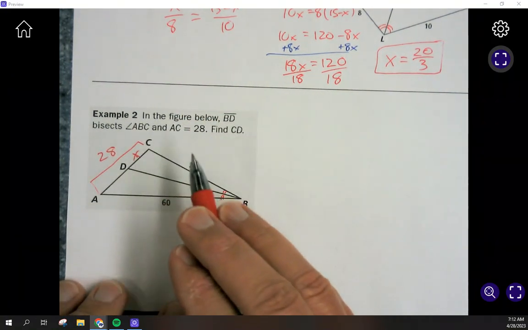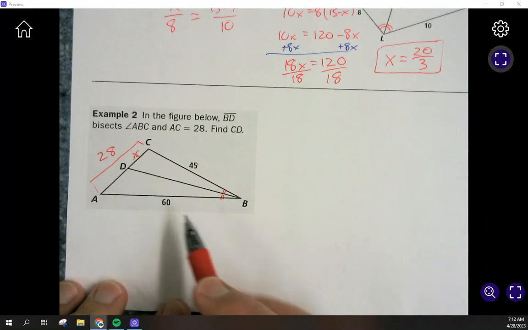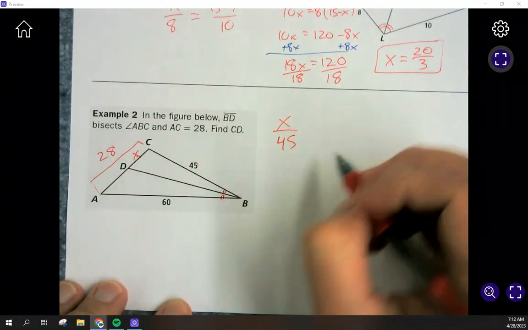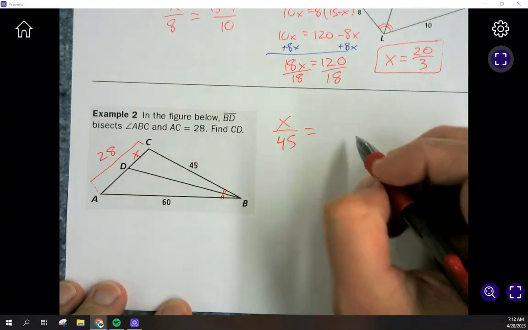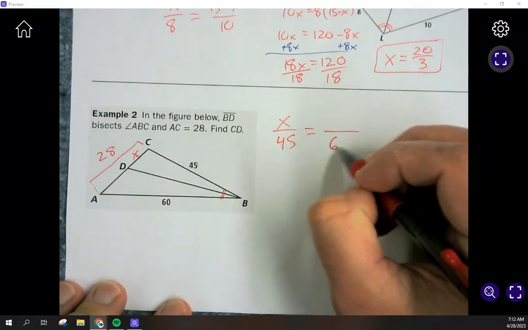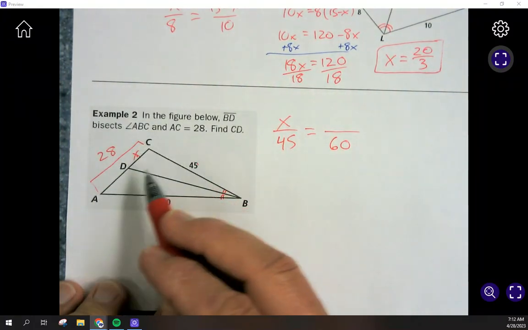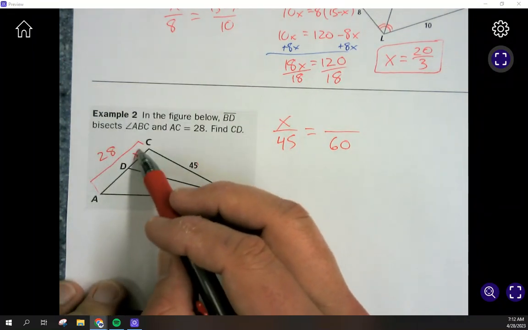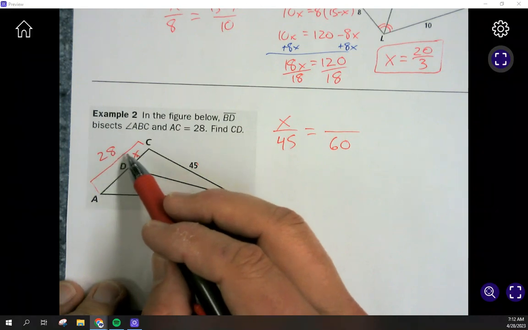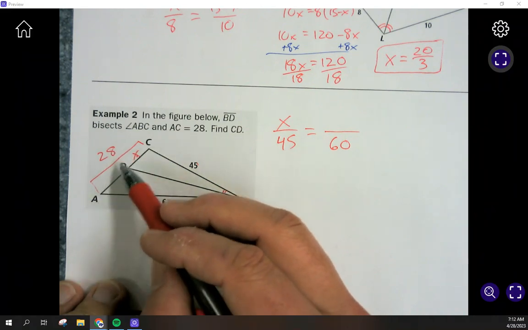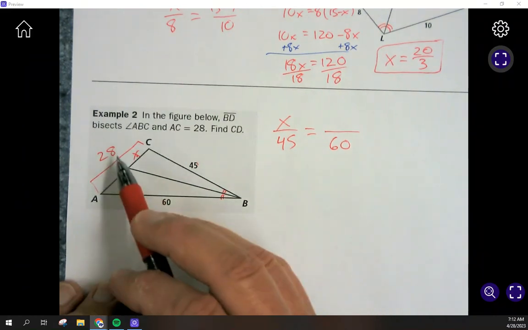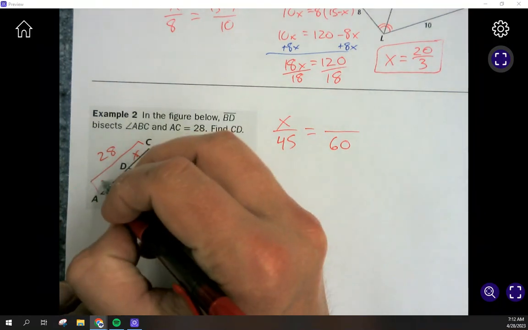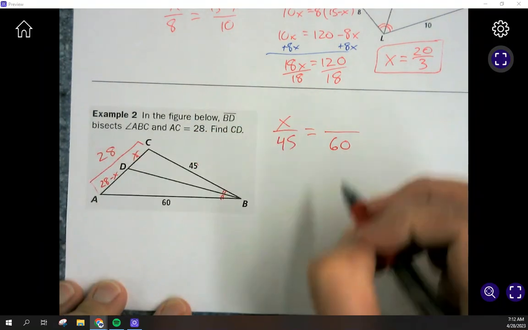So I can line that up with the 45. This piece is going to line up with 60. So X over 45 equals whatever I'm going to call this over 60. This over this equals this over this. So just like we talked about before, if I knew what this was, if this was 8, I would do 28 minus 8 and call this 20. 20 and 8 would be 28. So I'm subtracting whatever X is from 28. So I'm going to call this 28 minus X.